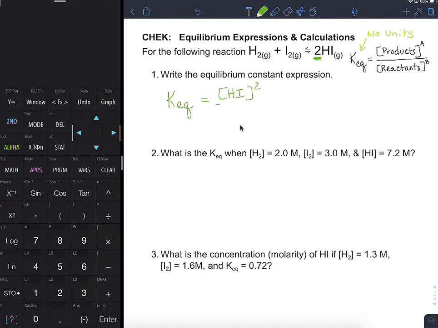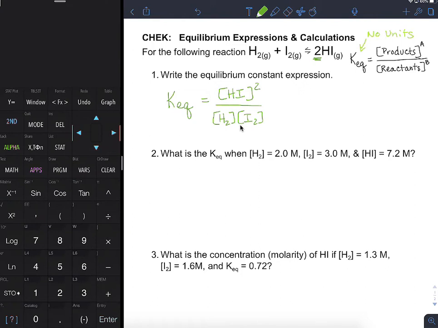And then on the bottom, we want to have the concentrations of our reactants. So it's going to be the concentration of hydrogen gas times the concentration of iodine gas. Or iodine should actually be a solid in that case, but that's okay. Could be a gas as well. So that would be what our expression would be for this one.